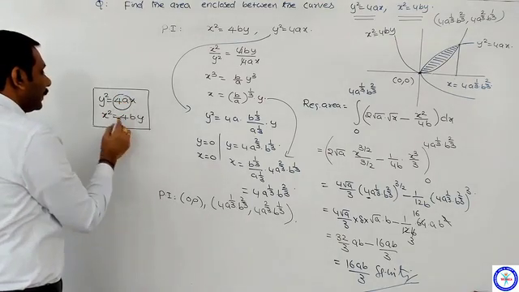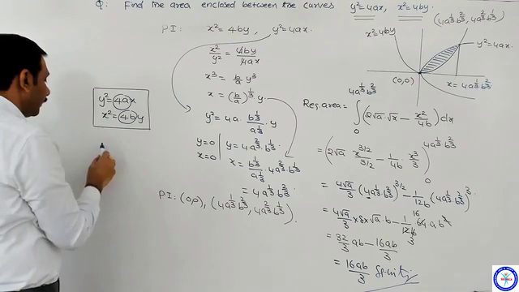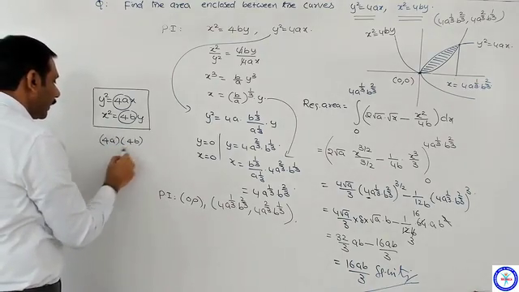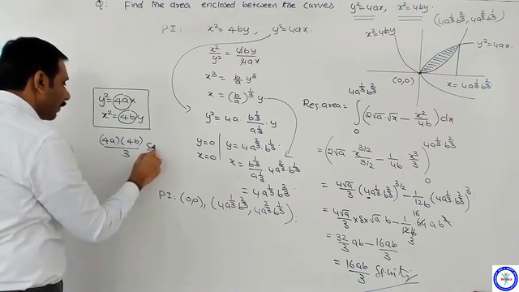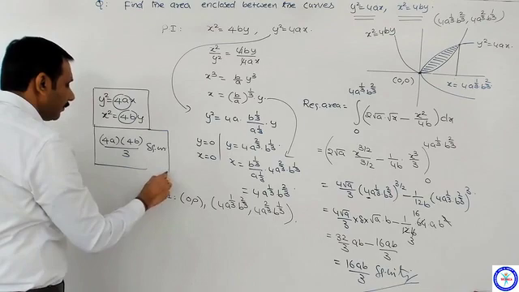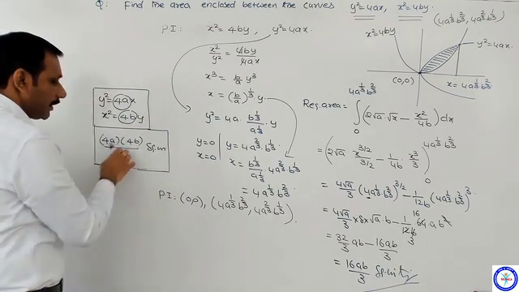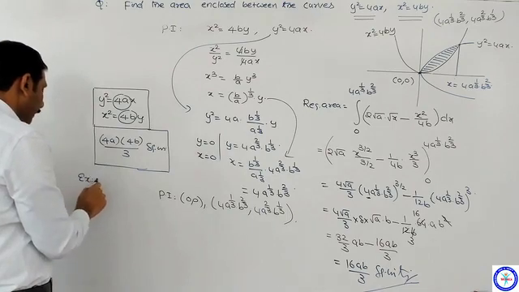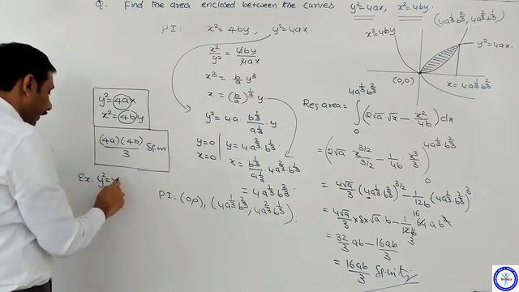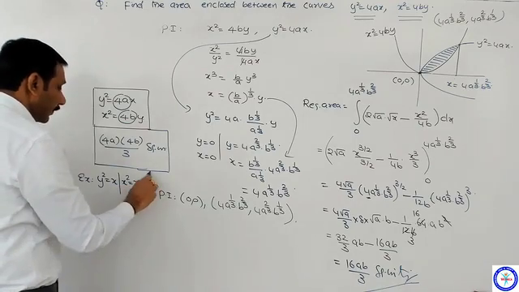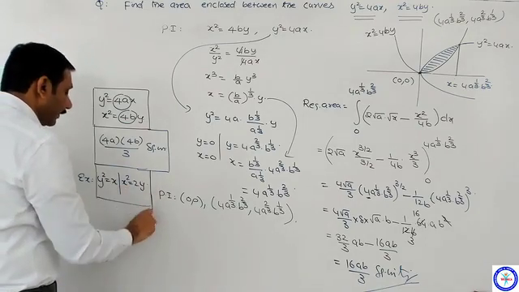Latus rectum of this, 4a, into latus rectum of the other, 4b, by 3 square units will be the answer. You can remember it in this way: it is nothing but 16ab by 3 only. For example, if it is given y square equal to x and x square equal to 2y, I need the area between these two curves.